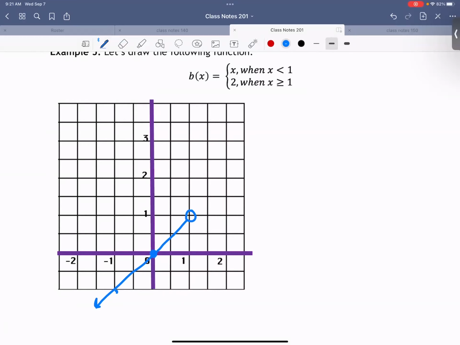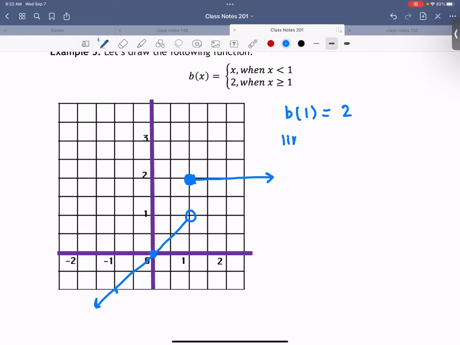Okay, so after 1, it says b of x equals 2, which is a constant function, right? So it's going to look like a straight line at 2. Is this going to be closed or open at 1? It's going to be closed because we're greater than or equal to 1 here. Okay, so this is my graph. Any questions on how I made the graph? Perfect. Let's talk about limits here. What is b of 1? 2, right? If I plug in 1, the function is going to give me 2.